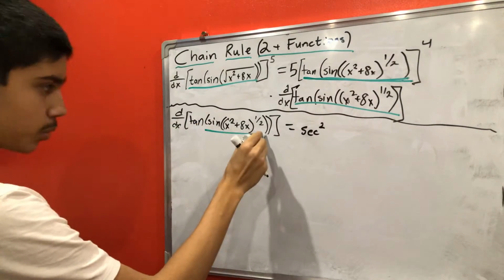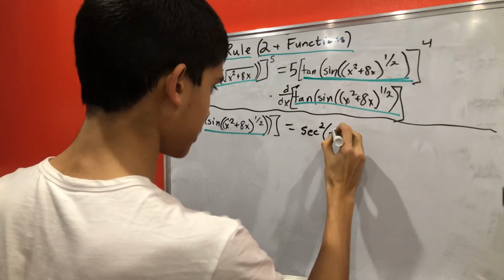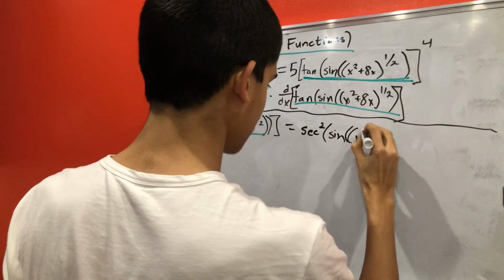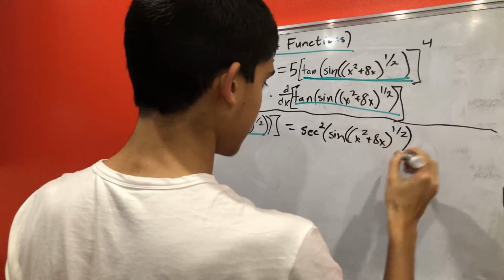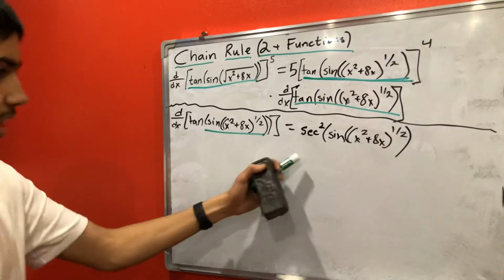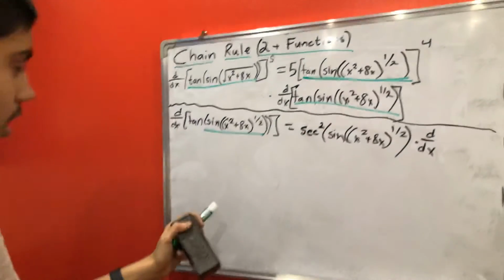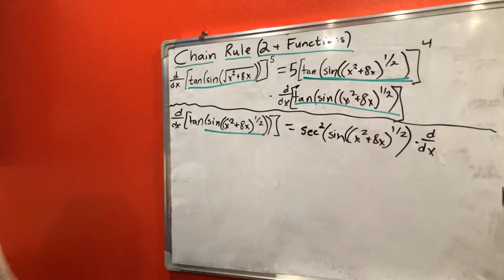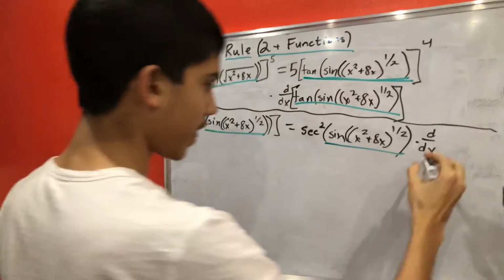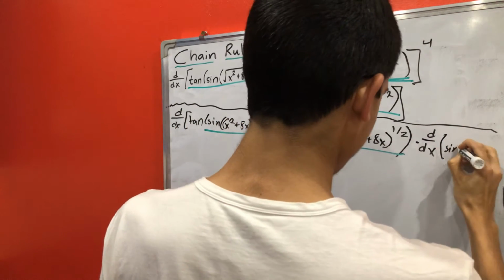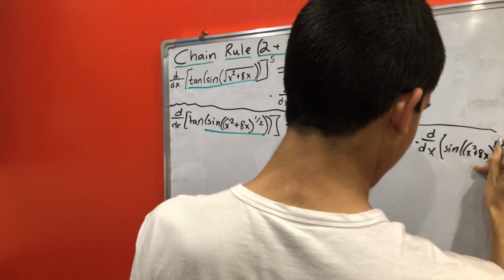In this case, this is what we keep saying. It's the inside function. So now we're just going to plug in everything from there. Sine, and then double parentheses, x squared plus 8x raised to the 1/2 power, and that's pretty much it. Times what? Times the derivative of, and we don't need the brackets anymore, times the derivative of the inside function. Let's write that. Sine of x squared plus 8x raised to the 1/2 power.